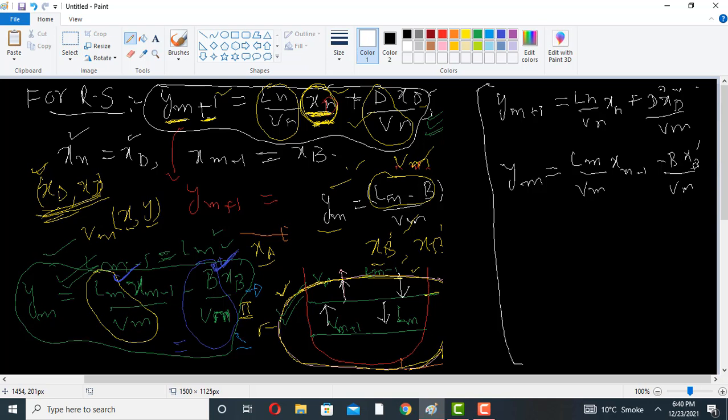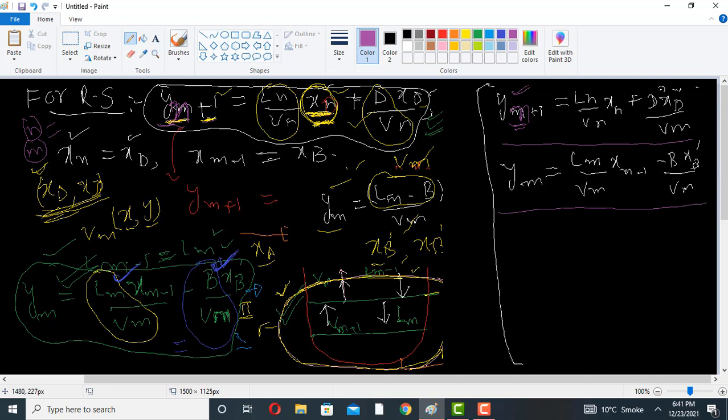Sorry, this is not M, but this is N, because in the rectifying section we use N. Everywhere in the rectifying section we will use N, not M, because we have already said that for the rectifying section we use the N symbol, and for the stripping section we will use the M symbol. So this is yn plus 1, and this is yn. This is for the stripping one.